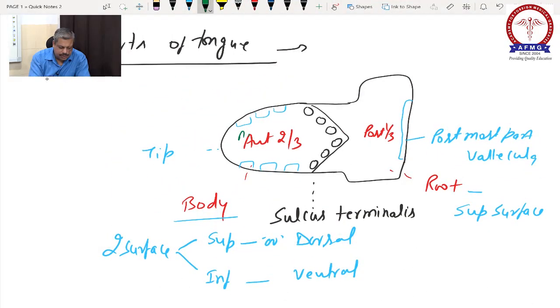See this, these are the filiform papilla. So they have a pointed top, they are smallest and they are most numerous. This is the filiform papilla.